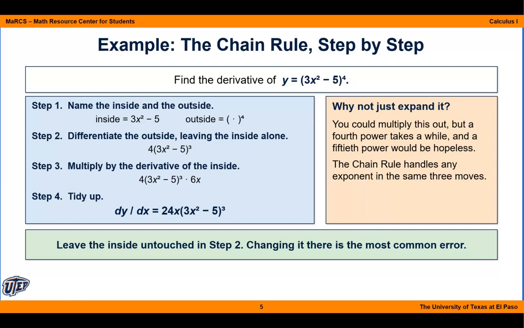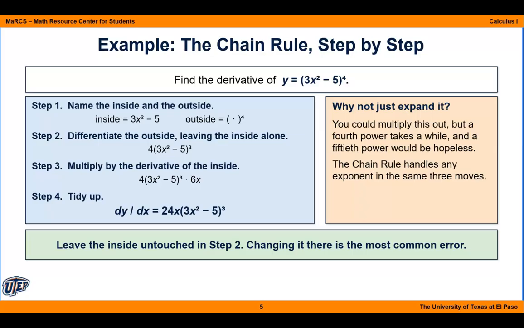Let's apply the chain rule to y equals (3x squared minus 5), all raised to the power 4. The inside is 3x squared minus 5, while the outside raises that entire quantity to the fourth power. First, differentiate the outside while leaving the inside unchanged. That will give us 4 times (3x squared minus 5) raised to the power 3. Next, differentiate the inside. The derivative of 3x squared minus 5 is 6x. Now multiply these factors. 4 times (3x squared minus 5) raised to the power 3 times 6x.